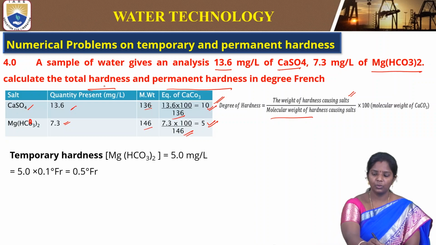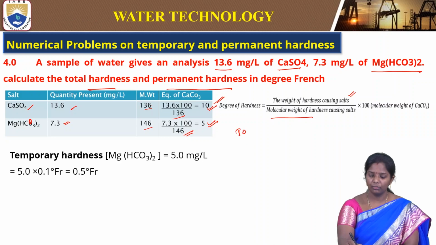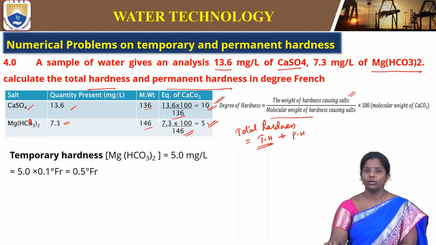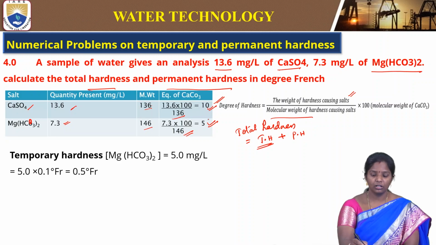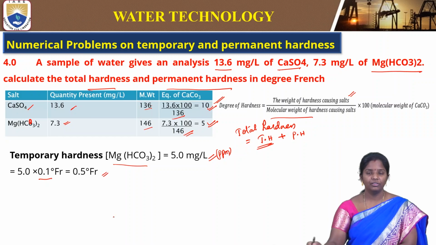Here in the question they have not asked for temporary hardness, but still we have to calculate it, because total hardness is equal to temporary hardness plus permanent hardness. Even though the problem does not ask for temporary hardness, we have to calculate it in order to obtain the total hardness. The temporary hardness causing salt is only the bicarbonate that is present, magnesium bicarbonate. That is 5 milligram per liter or ppm, which is again converted to degree French by multiplying with 0.1. So it is giving 0.5 degree French.